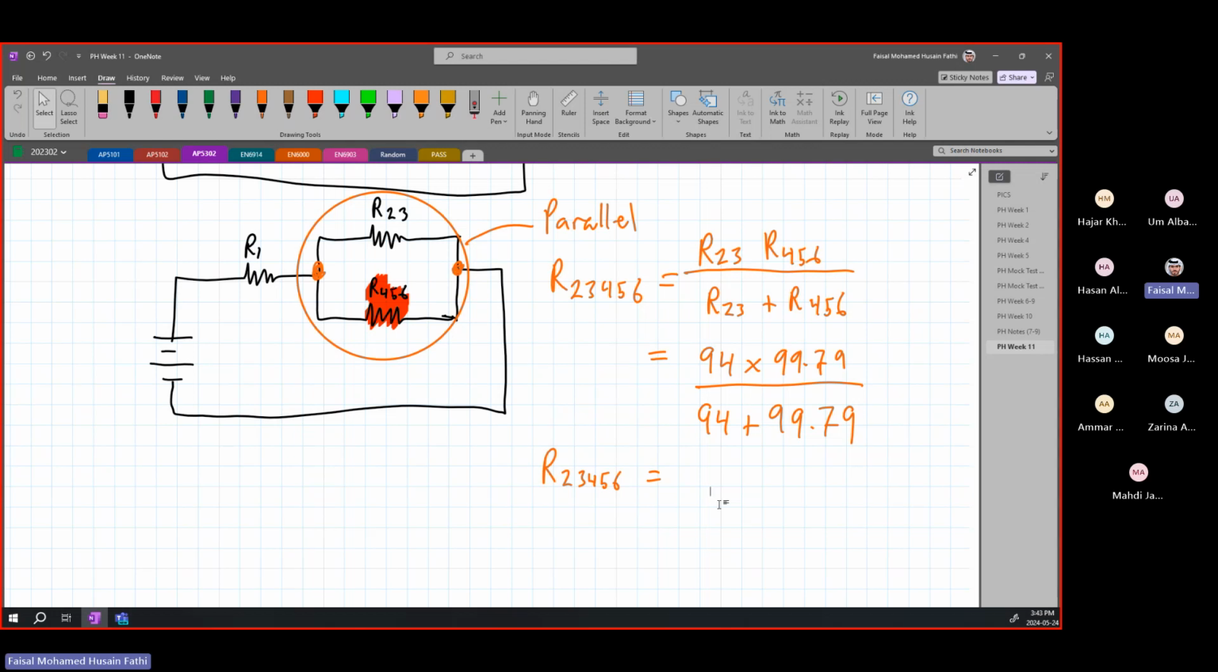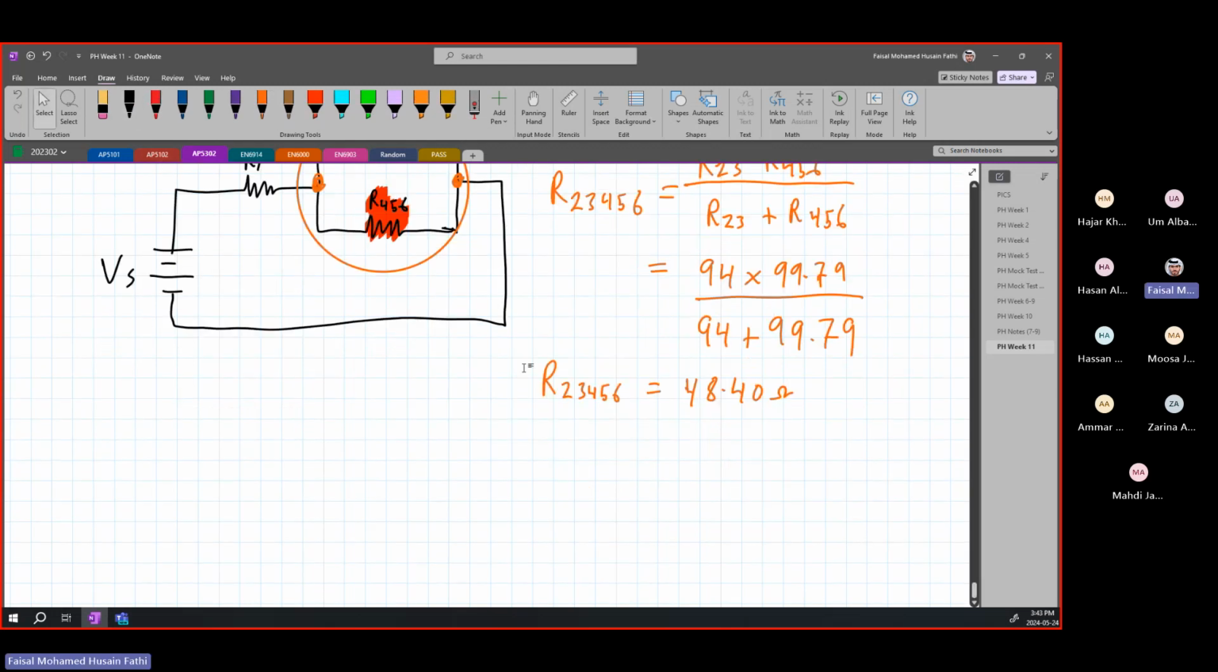So 94 times this over 94 plus this. You're going to get 48.40 ohms. All right. So now we again can redraw the circuit one last time, maybe two more times.